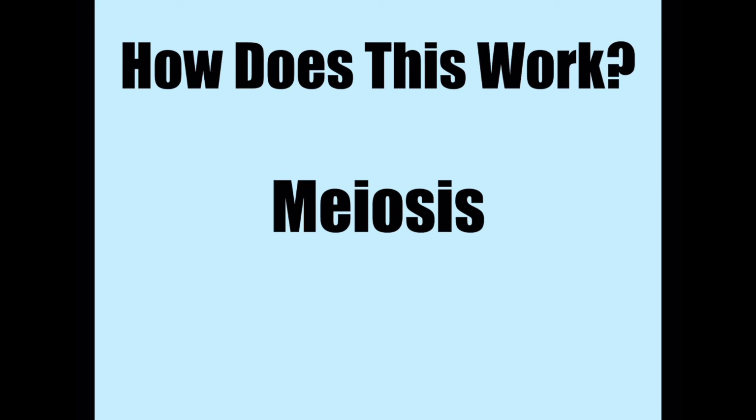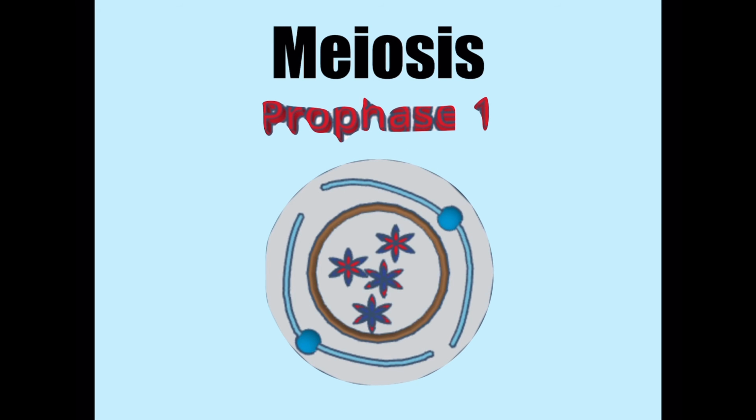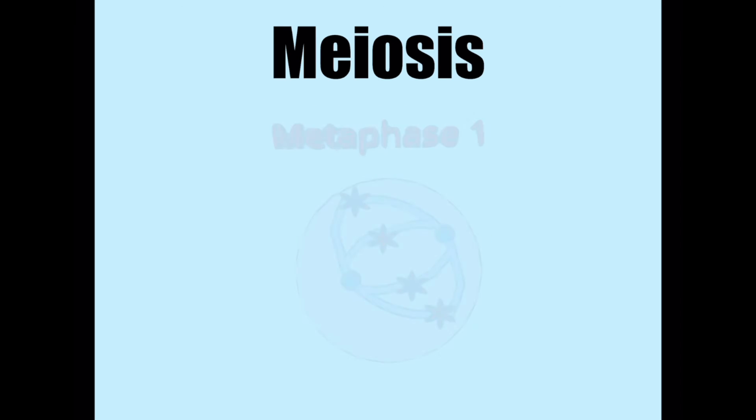How does this work? The cells in sexual reproduction replicate into 4 new genetically different cells using a process called meiosis, which is similar to mitosis. Interphase is the same as in mitosis. Prophase 1 is much the same as prophase in mitosis, but when the DNA becomes chromosomes, bits of the DNA are traded between chromosomes, making them each unique.